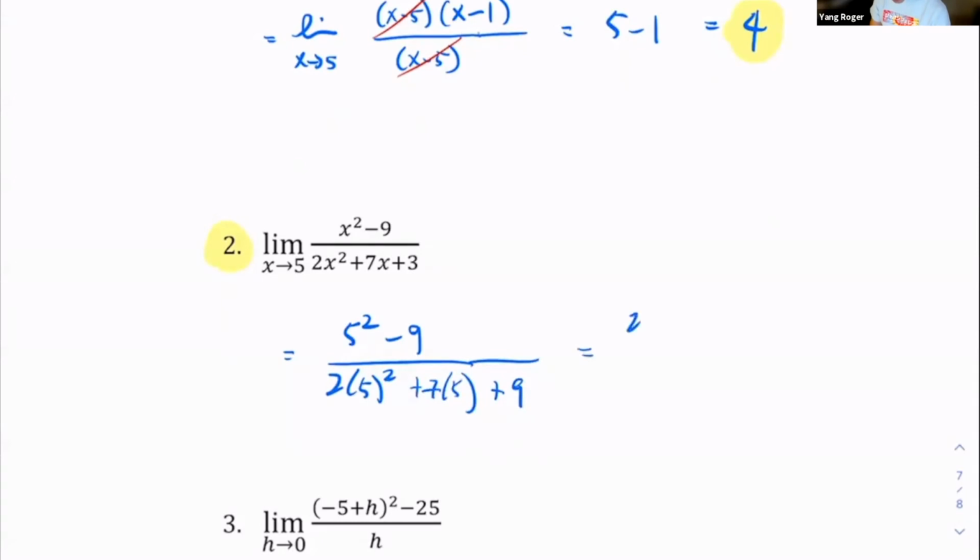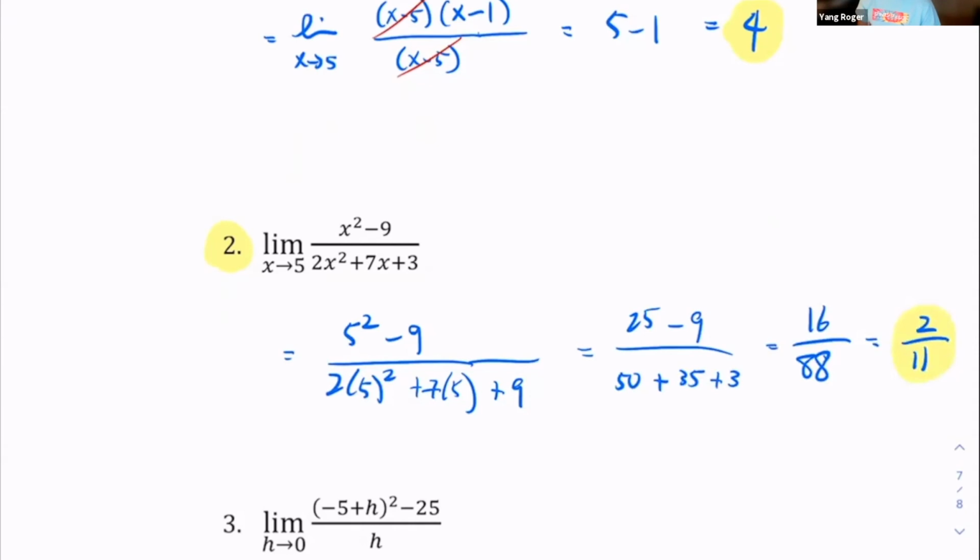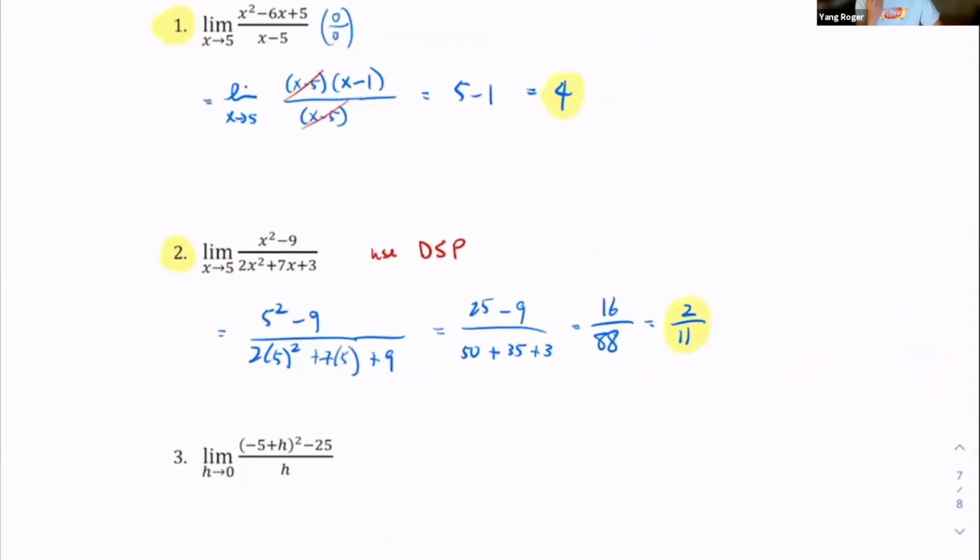So that should be 25 minus 9 over 25 times 2 is 50 plus 35 plus 3. So when we subtract these guys, we're going to get 16 over 88, which gives you 2 over 11. Okay, so that's going to be our answer for the second one. So the main point of this guy is we use the direct substitution property. Does that make sense for everyone? Did anyone have any questions about these first 2 classwork examples? All right.